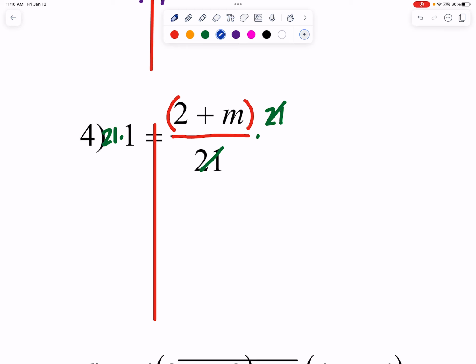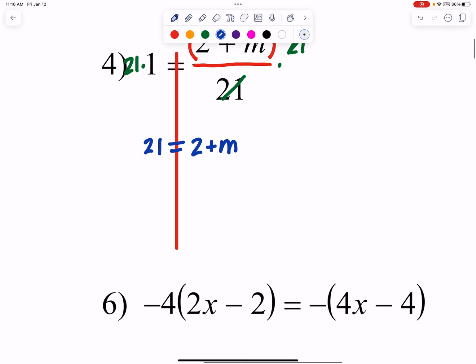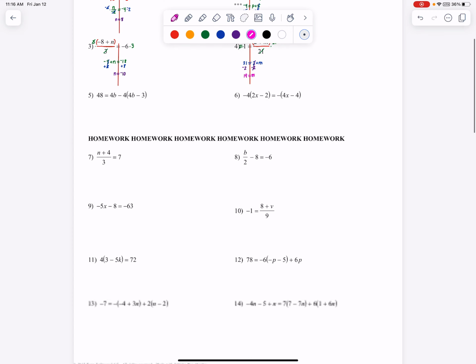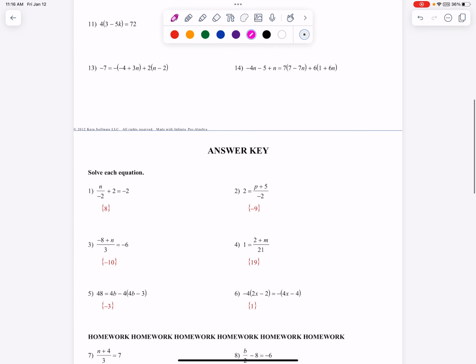Okay, so we have got rid of the divided by 21, so we're left with 21 equals, and our parentheses are gone now. So there we go with that, and we'll finish it off. We have a positive 2. So let's go ahead and subtract 2 to both sides. That goes away, and we are left with m equals 21 minus 2 is 19. Let's go ahead and check that for number 4. And number 4 is 19.